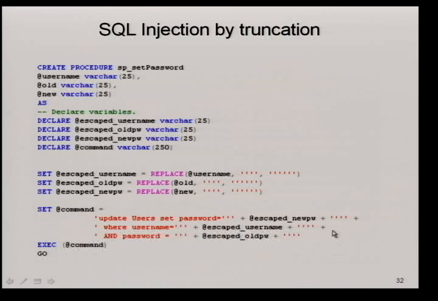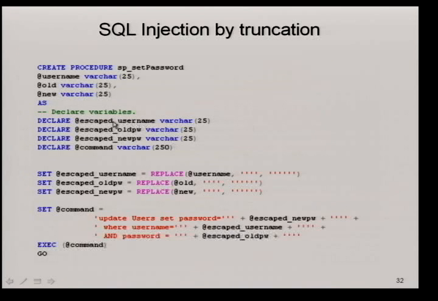Just like before, if you pass 25 characters, the replace function is not going to change anything. So the trick here is to make sure that the ending delimiter becomes part of your new password. How do you make that happen? If you pass a single quote as the 25th character, the replace function is going to double them up. So your 26th character also becomes a single quote.